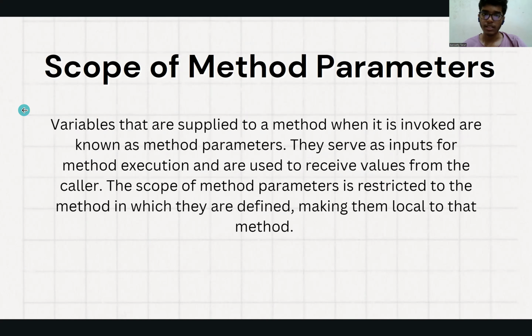Scope of method parameters. Method parameters are nothing but the variables that are passed to methods. These method parameters serve as inputs for method execution. The scope of a method parameter ends after the method execution ends. Let me explain the scopes of all these four types of variables using programs.